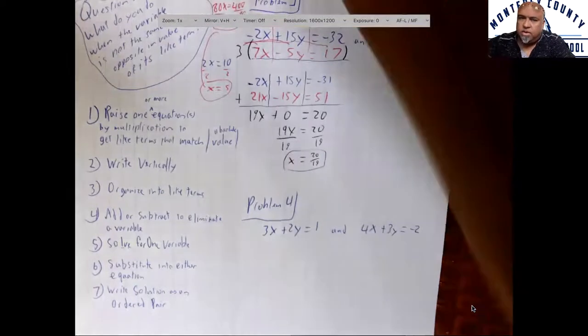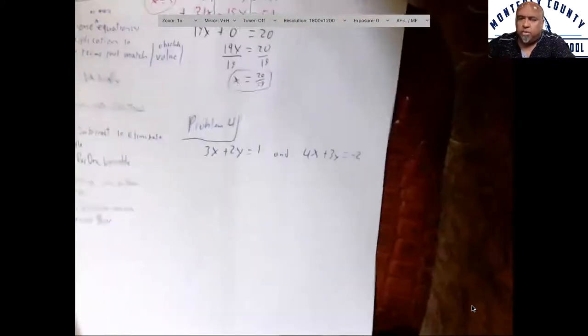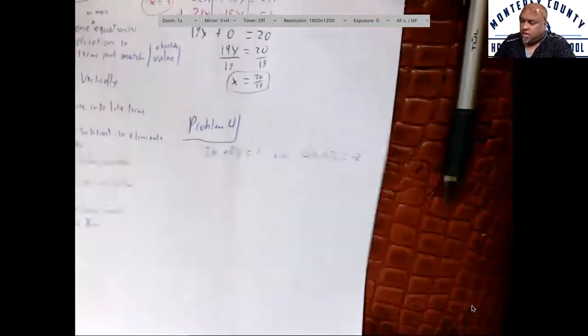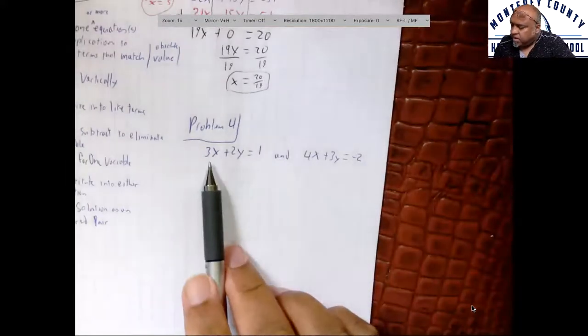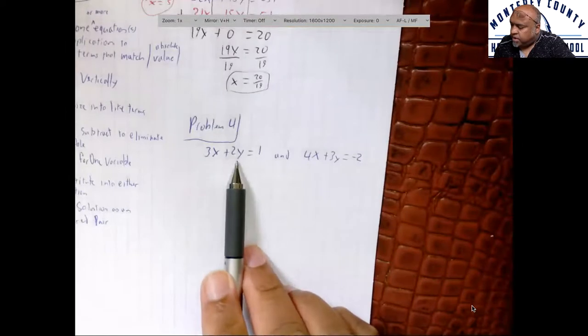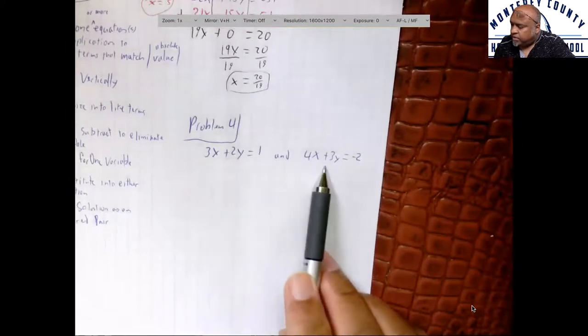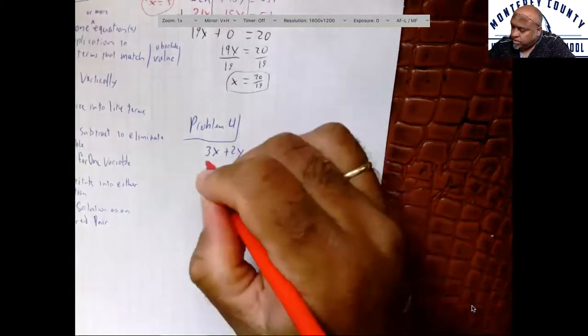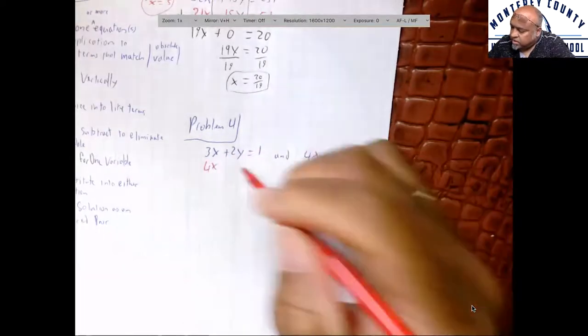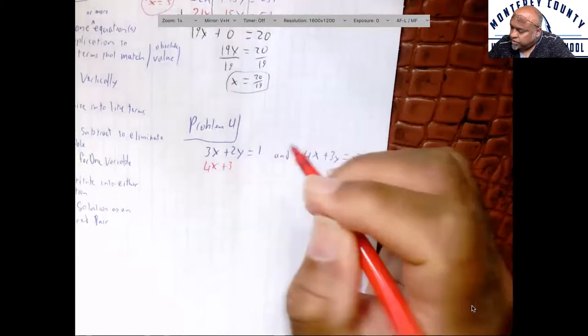Okay, let's go ahead. That was problem 3 in the book, and by the way, this is on page 399. Let's go ahead and do the same thing with problem 4. Now I have 3x plus 2y equals 1, and 4x plus 3y equals negative 2. So I'm going to go ahead and write the second equation under the first equation here.